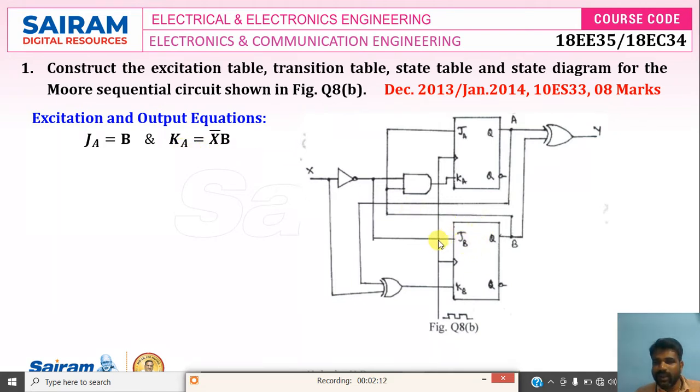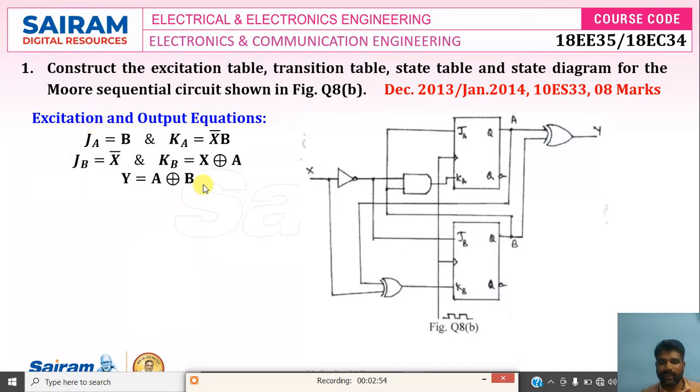And JB is the output of a NOT gate, so the JB expression is X bar. The KB expression is the output of an XOR gate. One input to the XOR gate is drawn from A and another input is X. So JB is equal to X bar and KB is equal to X exclusive-OR A. And the output Y is the output of an XOR gate whose inputs are A and B. So Y is equal to A exclusive-OR B. So these are the excitation and output equations.